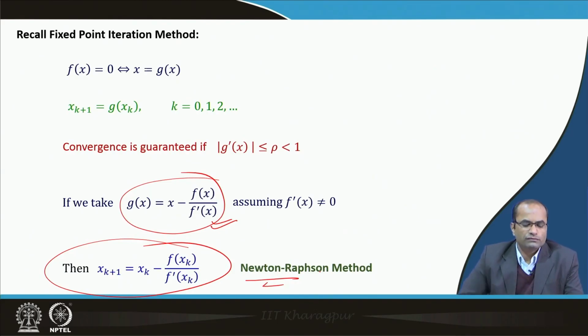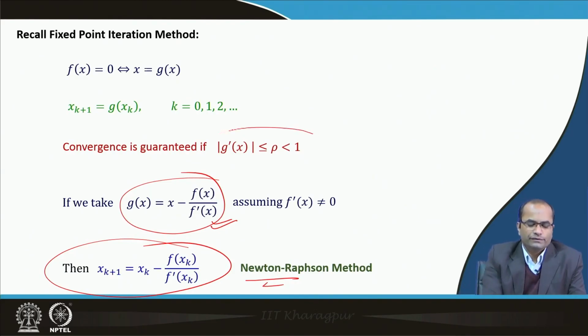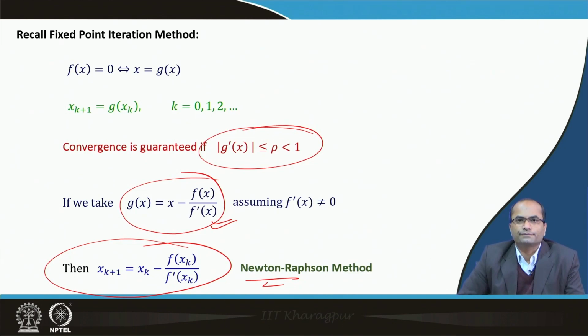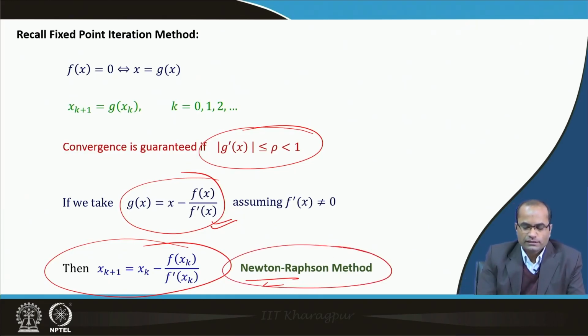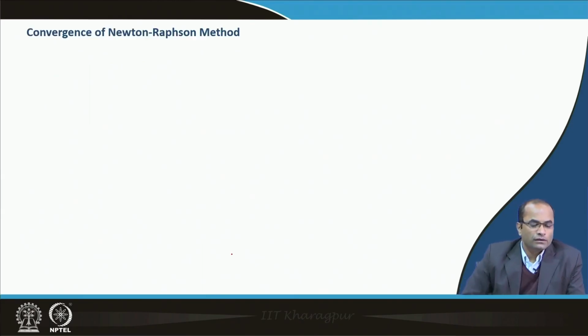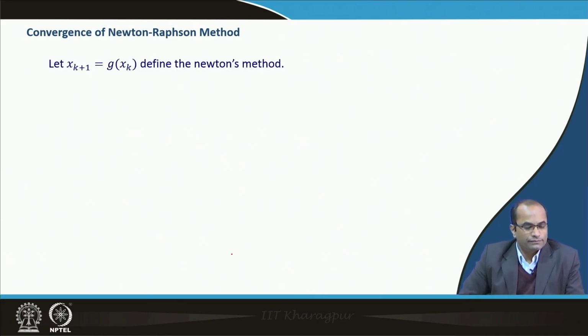So, naturally the convergence can be guaranteed if we have |g'(x)| less than 1. But we will study the convergence here, because in this special case of the Newton-Raphson method, the convergence is better than the fixed point iteration approaches in general. So, let us talk about the convergence of this Newton-Raphson method.